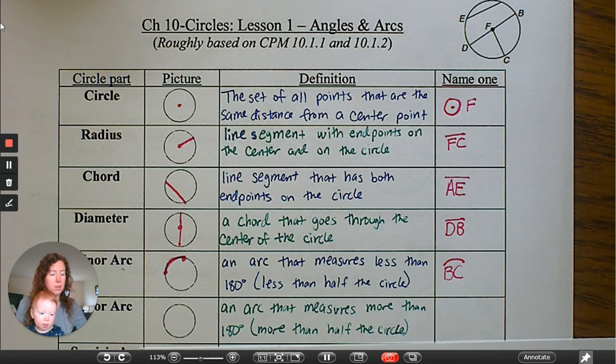Now, the major arc is going to be an arc that measures more than 180 degrees. So that's more than half of the circle.